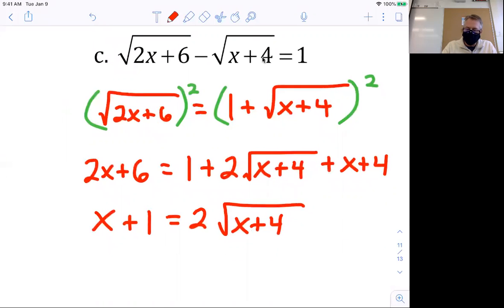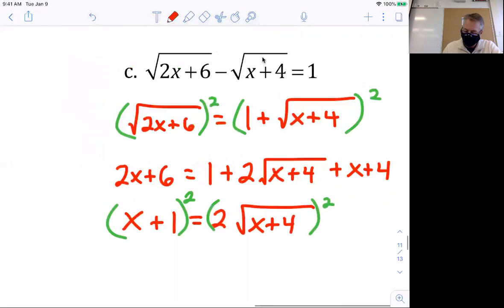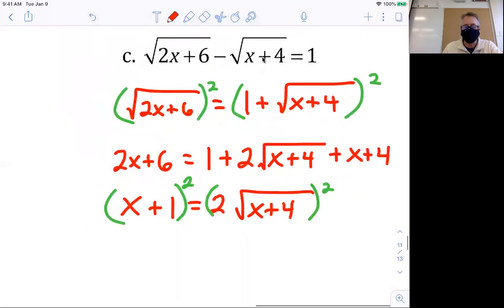And now I could do one of two things. I could divide by 2. It's going to give me a fraction, so I'm not going to do that, but you could use that method. At this point, I'm going to square both sides. Now you can see where this gets a little trickier again, because we have to FOIL on the left. That's going to be x squared plus 2x plus 1.